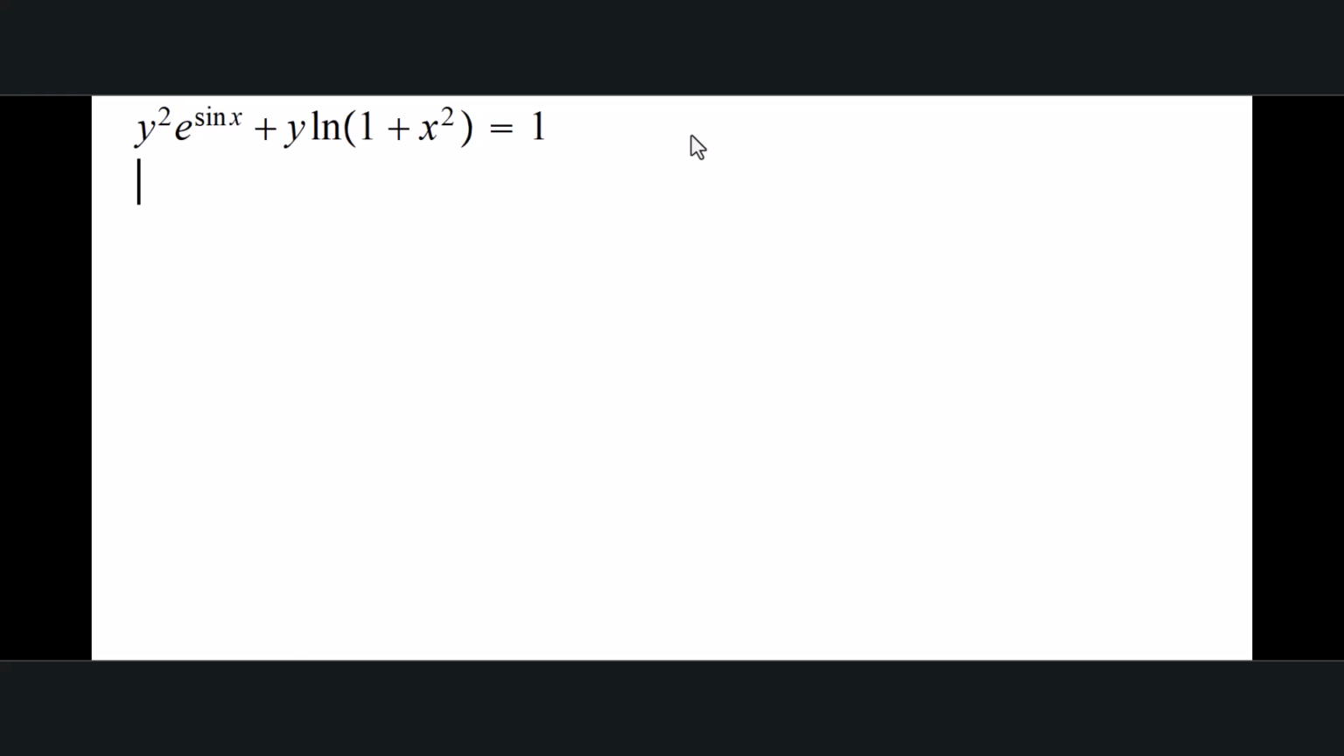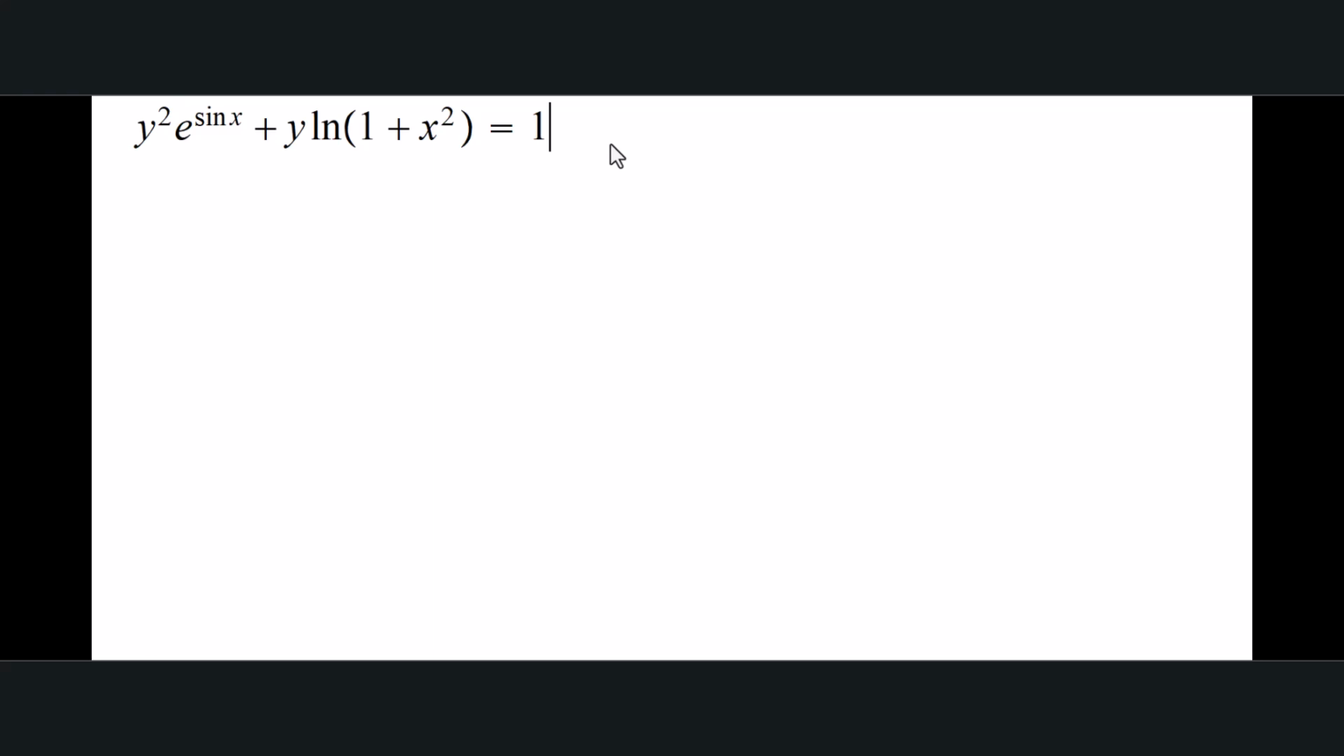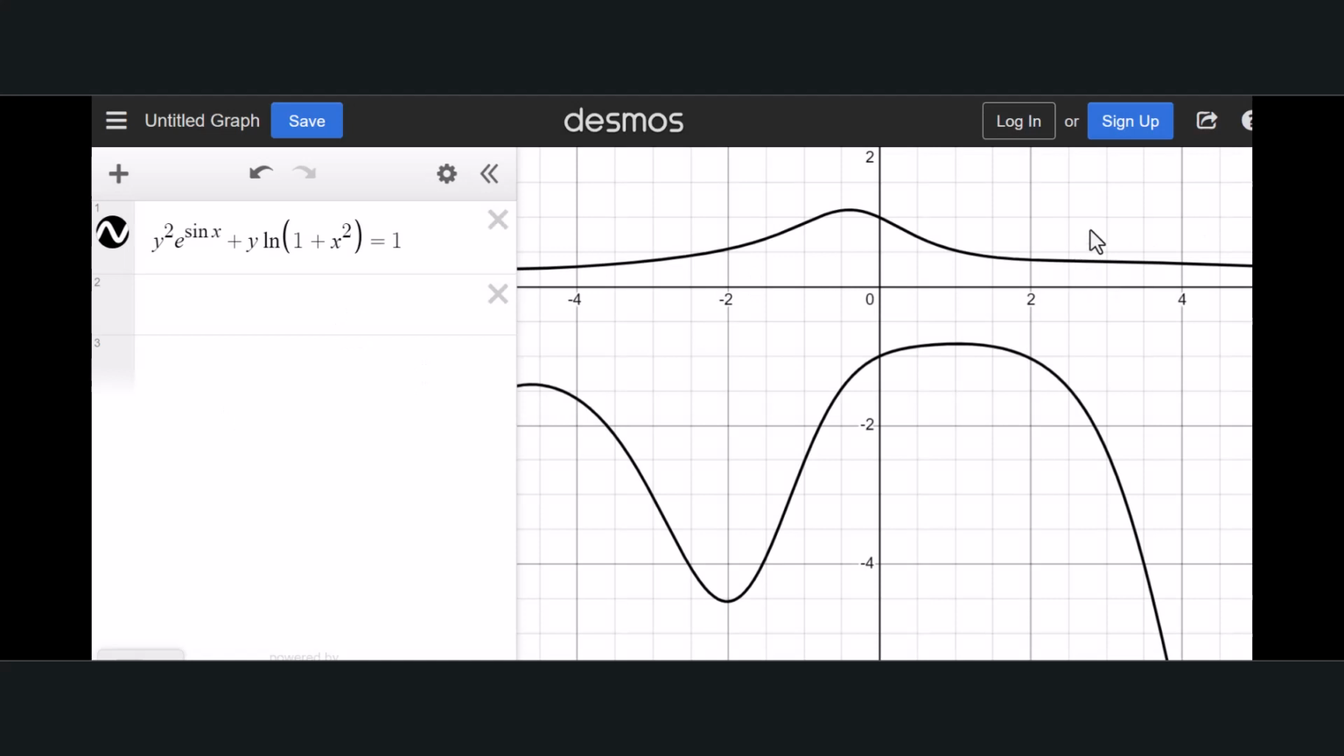So let us look at this relation or equation in x and y. First thing to notice is that it does not give y as a function of x. And the reason is that if you go ahead and graph it, so here is a Desmos graph, and you can see that it does not pass the vertical line test, okay?